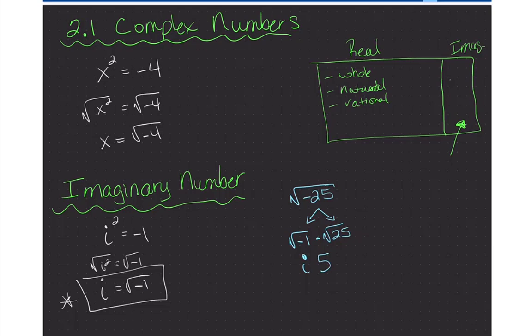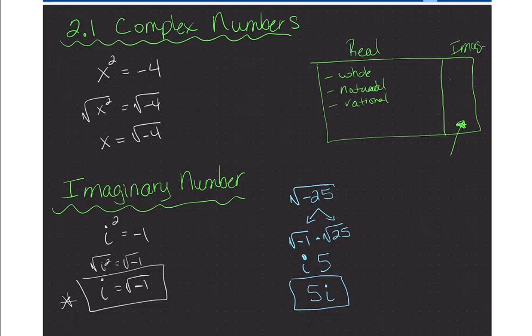And then usually you can leave it as i5. Usually we put the real part and then the imaginary part, just for clerical purposes, but you can do it either way. How cute is that, right?